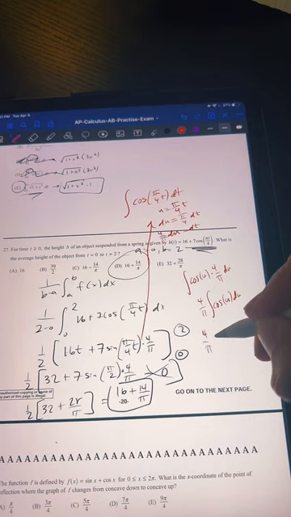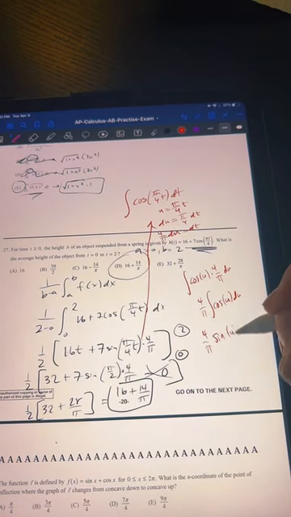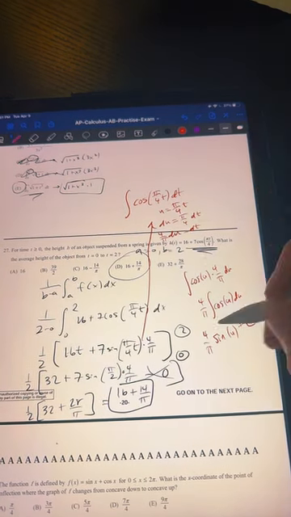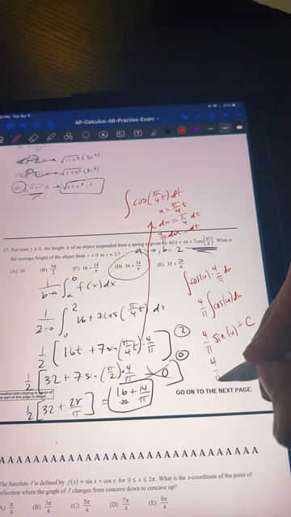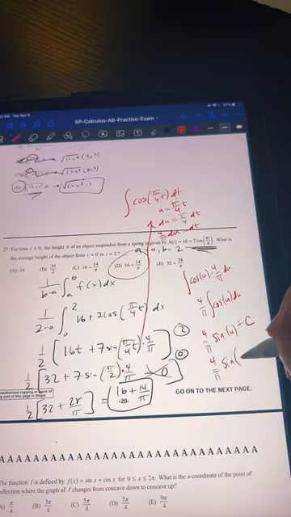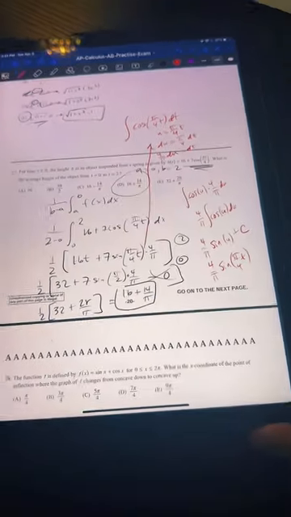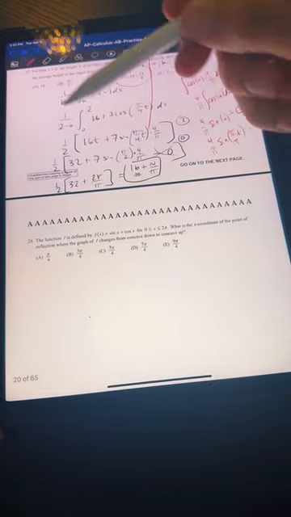The integral of cosine of u is sine of u plus c. But remember, our u value was this up here. So that is why I had a 4 over pi there. Hopefully that makes sense. Okay, last problem, guys.